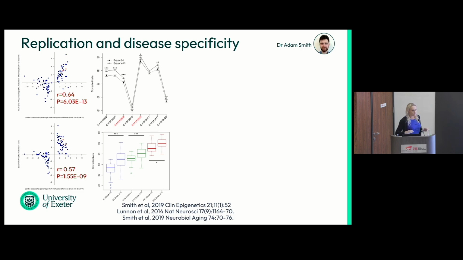As the arrays were relatively new at the time, we also wanted to go on and validate this using another technology. So for this, we used something called pyrosequencing, which allows us to zoom in on a region of the genome and look at it in a bit more detail. So this is another independent cohort, 40 Alzheimer's disease and 20 control samples, and we used pyrosequencing to look at those 2 ANK1 probes shown in red that are 91 base pairs away from each other, but also another 6 sites within that region.